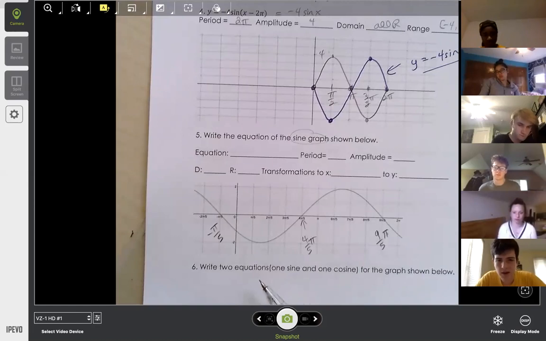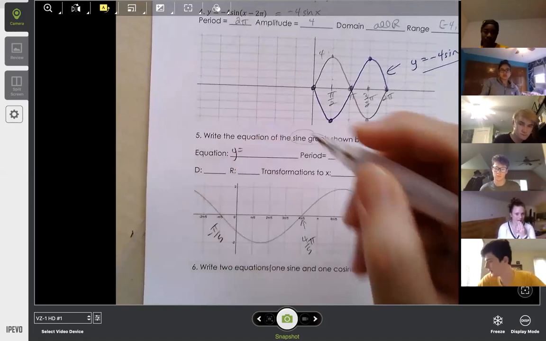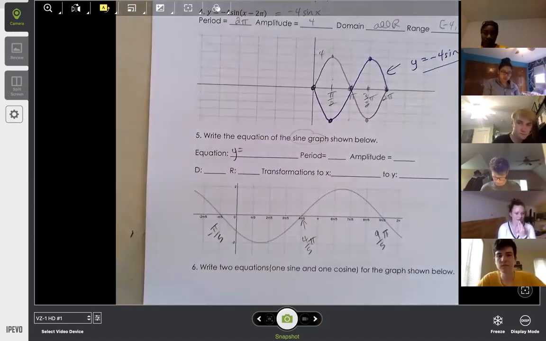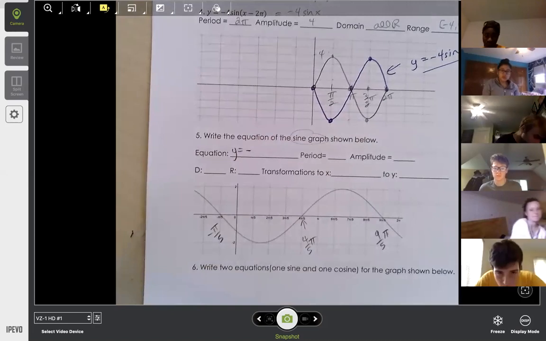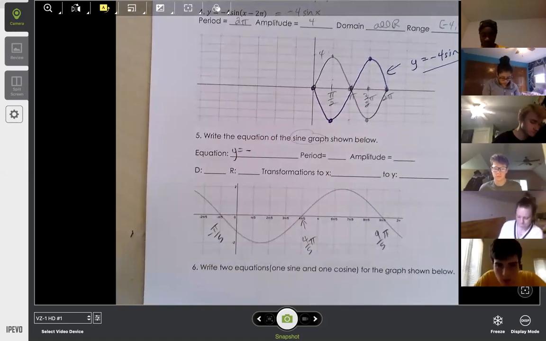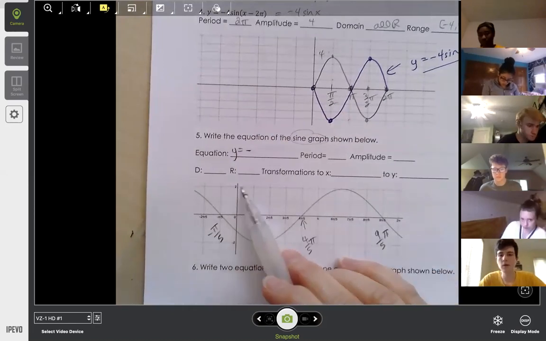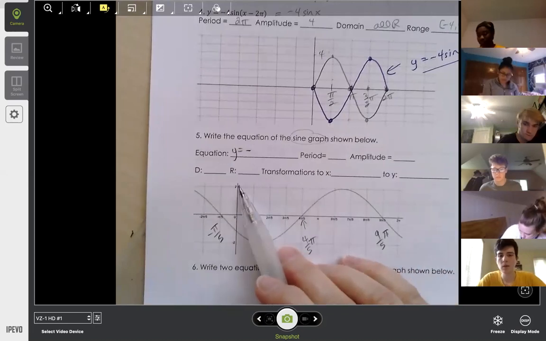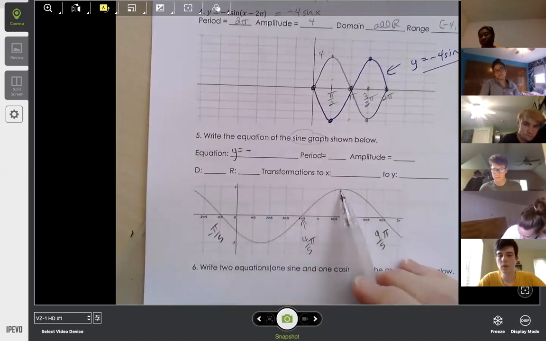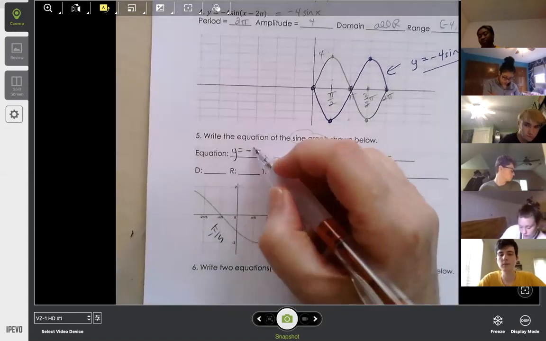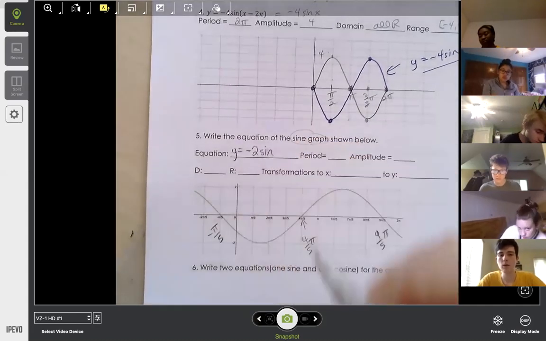It's gonna be like a negative sign. What about the amplitude? The amplitude is? -1 or 1, sorry. That's a 2. It's going from 2 to -2. Oh, 2, yeah. Okay, -2 sine.